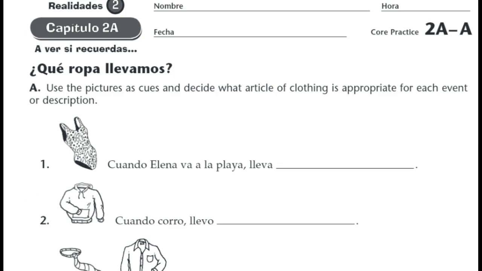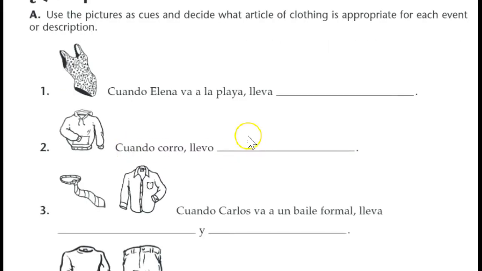Now, 2A here starts off with a review. When you see these kinds of things, it says a ver si recuerdas, which is let's see if you remember. So this is actually a review from prior units, from the prior year. So it would be from Spanish 1. If you need to, you can always look things up as well. Use your textbook. There's a lot of things.